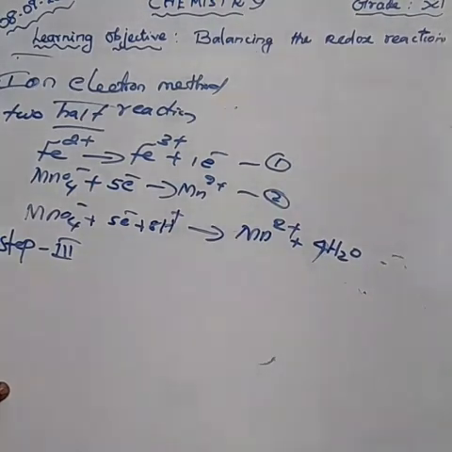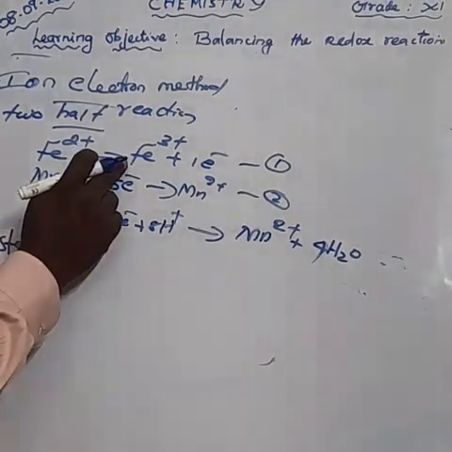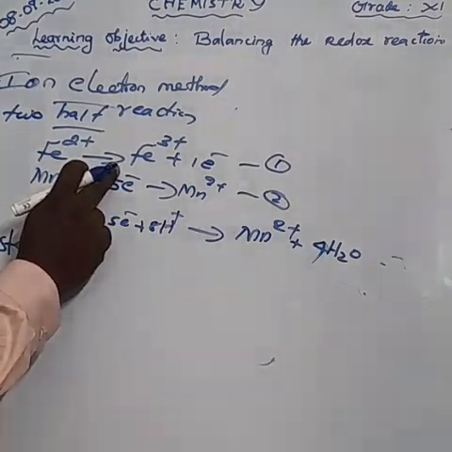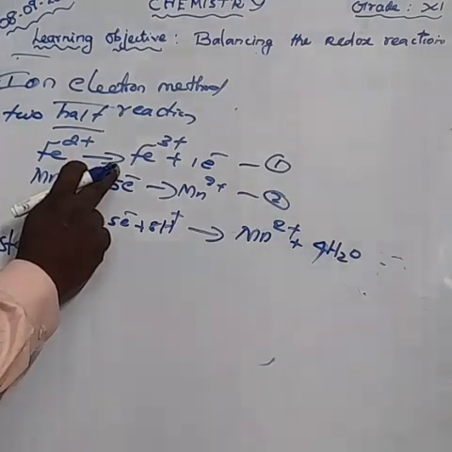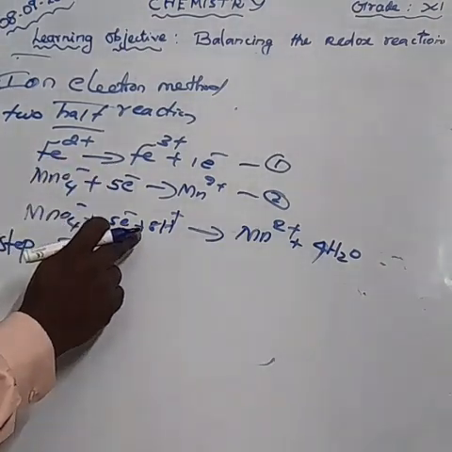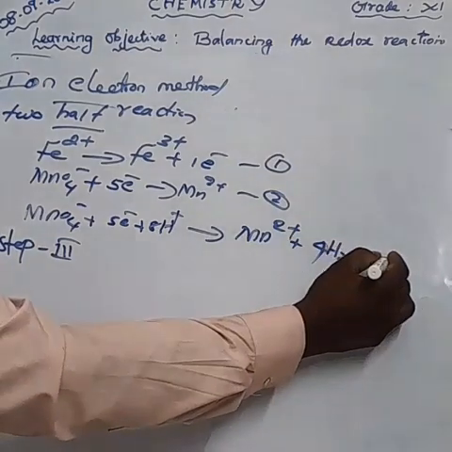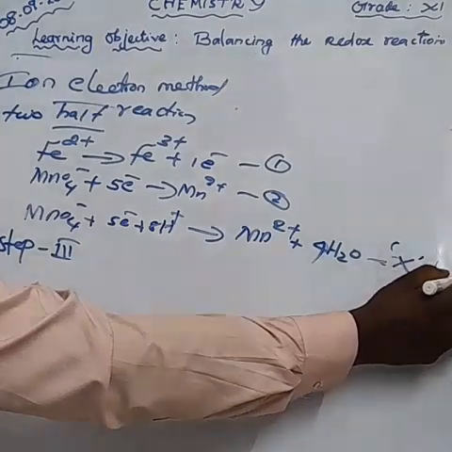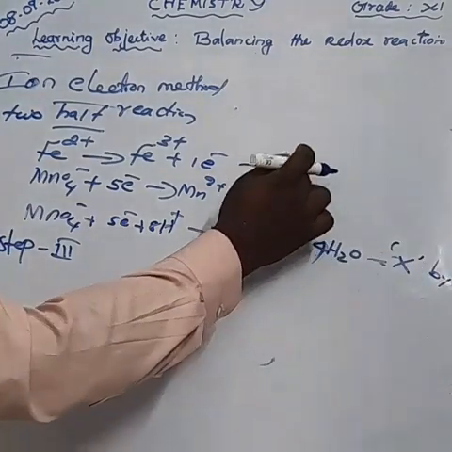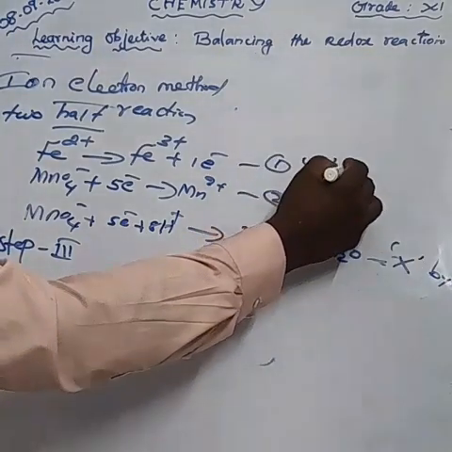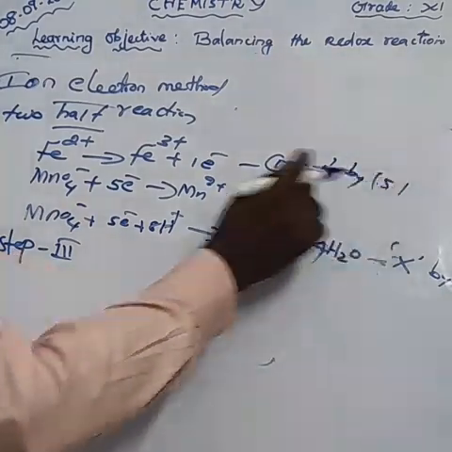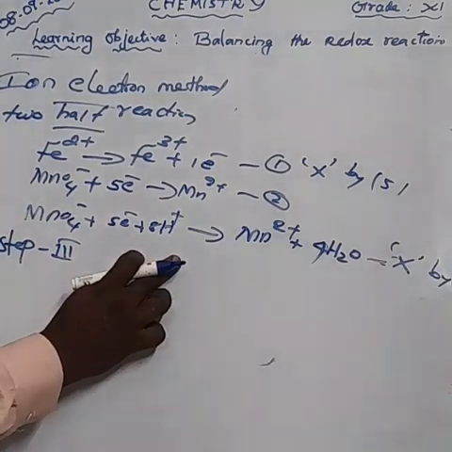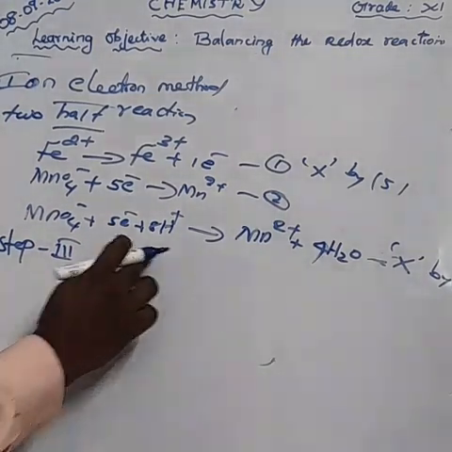That means we should multiply by 5. The first equation you should multiply by 5, and the second equation you should multiply by 1. This equation you should multiply by 5, and this equation you should multiply by 1. So what does it mean?